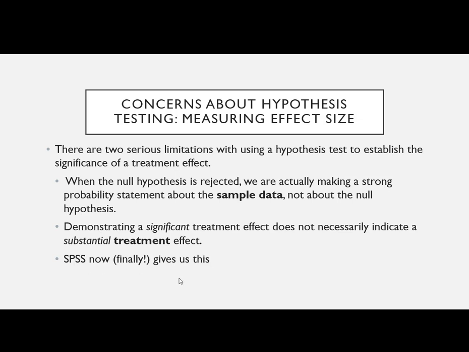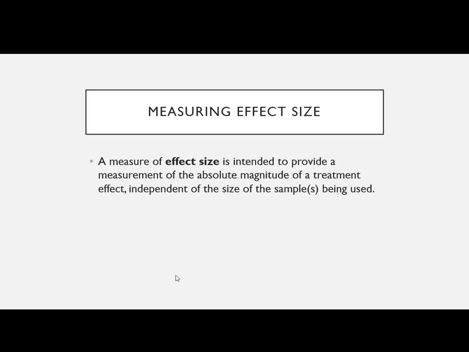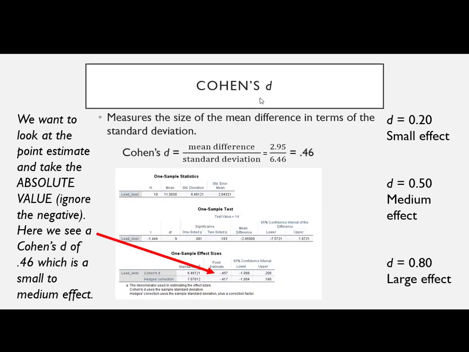And now SPSS finally gives us this without making us calculate it ourselves. It's called an effect size, and it's intended to provide a measurement of the absolute magnitude of a treatment effect, independent of the samples being used. So now we want to look at the effect size, and this one is called Cohen's d. It measures the size of the mean difference in terms of the standard deviation. So we've got the mean difference, which is 2.95, and I find that here, over the standard deviation, which I find here. 2.95 divided by 6.46 is 0.46.